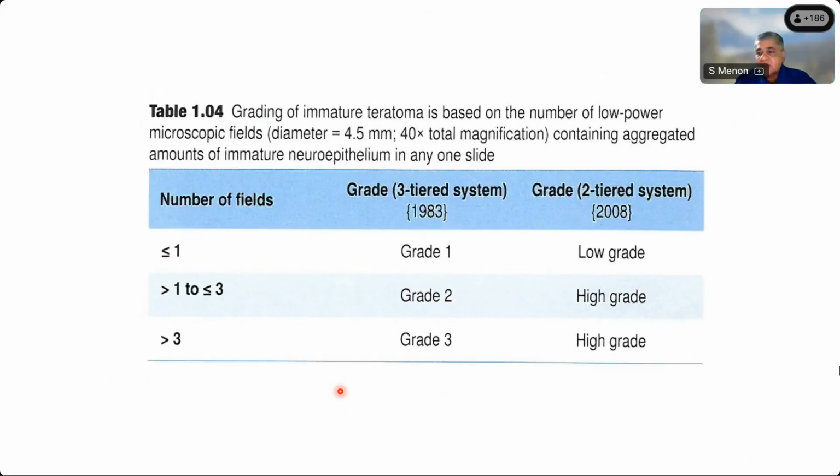Understood? Any questions? Navdeep, you were saying something? Yes, sir. No, sir, understood.